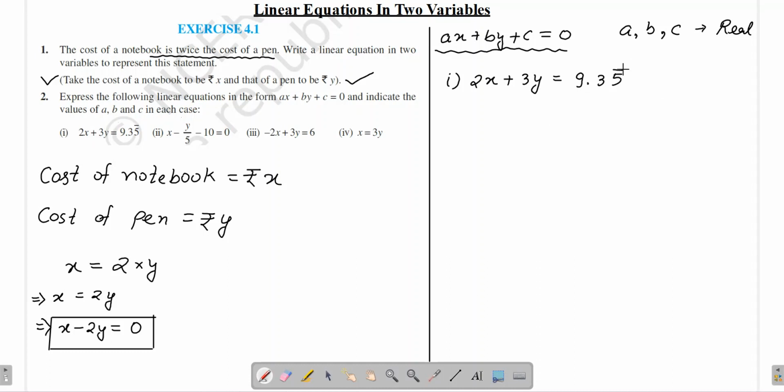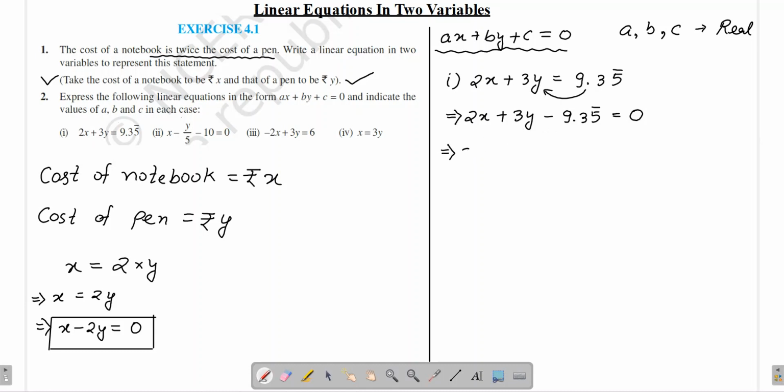We know that this bar means the 5 is repeating. So you all can see that this number is not in its standard form. So we'll write it in standard form. That will be 2x plus 3y. Now this will come to the left hand side. It is positive over here. When it moves to the other side, it becomes negative. So it becomes minus 9.35 bar, and since nothing is left over here, we'll write 0. So this is the standard form.